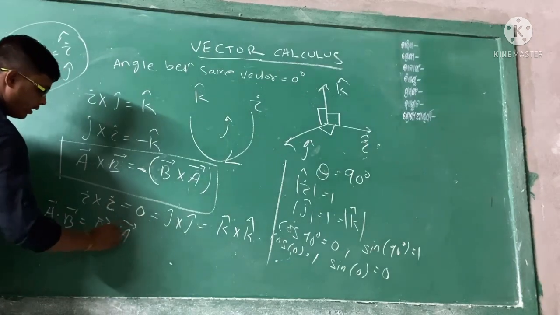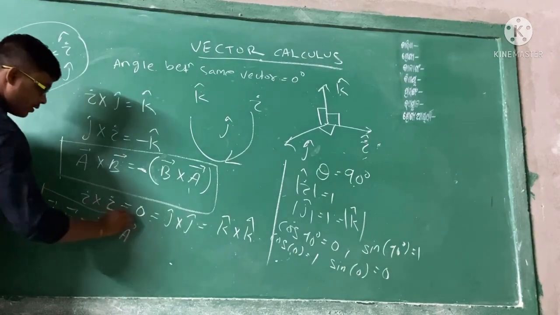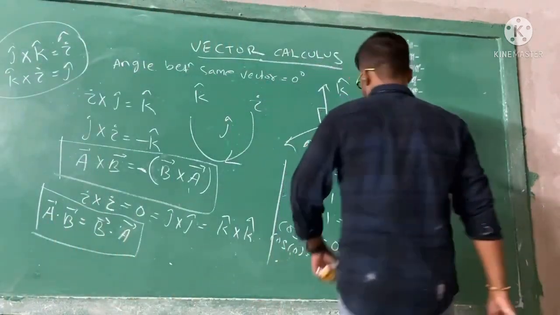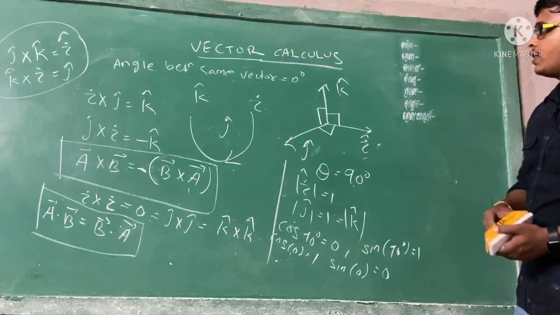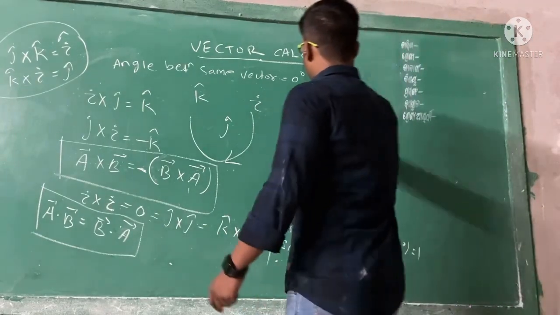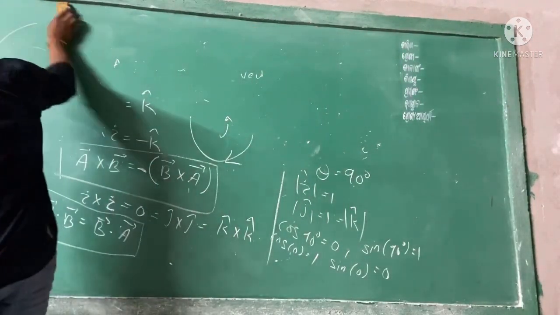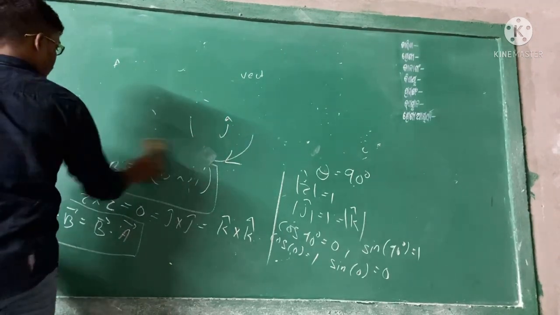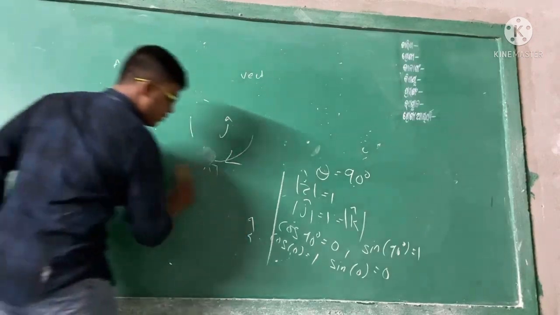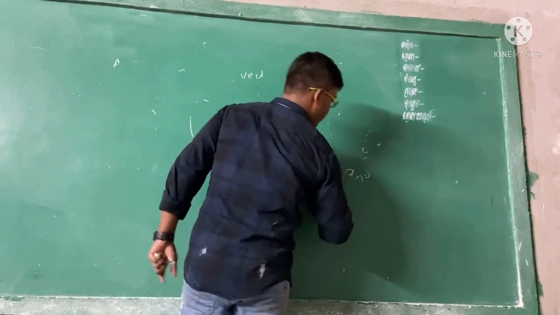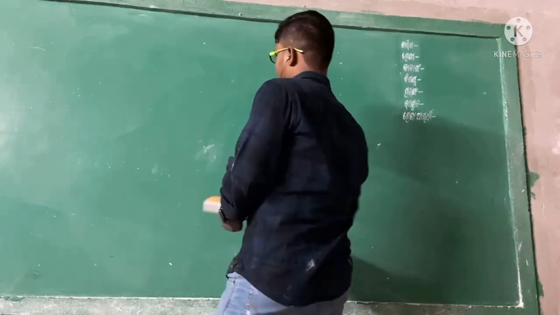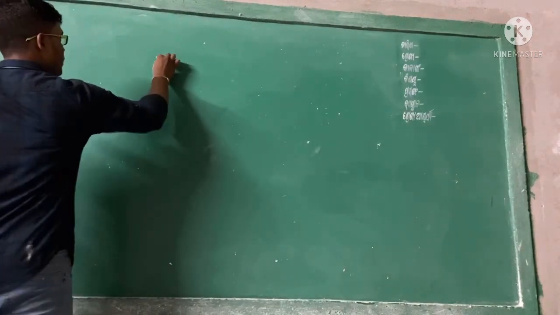So a dot b equals b dot a. This is the scalar case. In the scalar case there will be no negative, that is a dot b will be b dot a. So the dot product is commutative, but the cross product is not commutative. There is one negative sign. So remember this. We will discuss why i cross j equals k, why j cross k equals i, and also how the reverse changes to a negative sign, in the next class. So go to my next class.